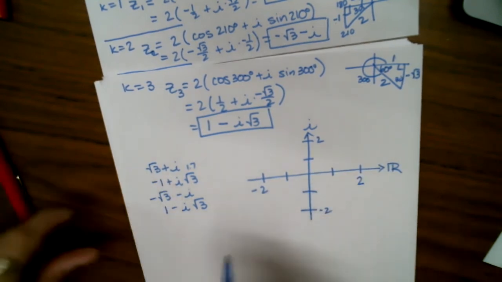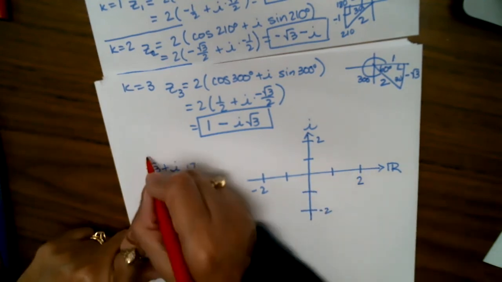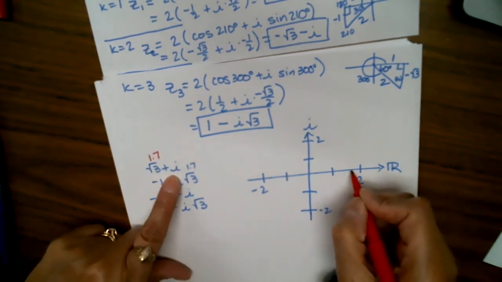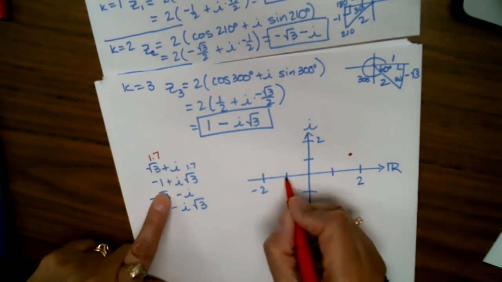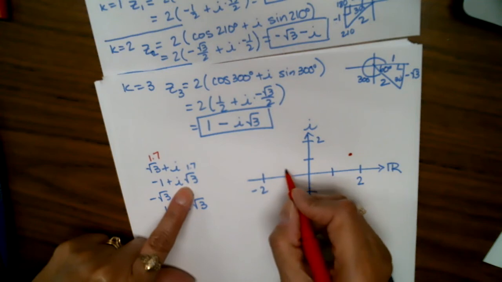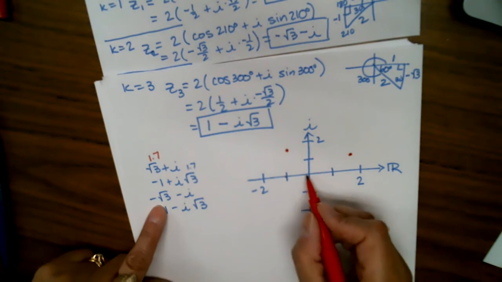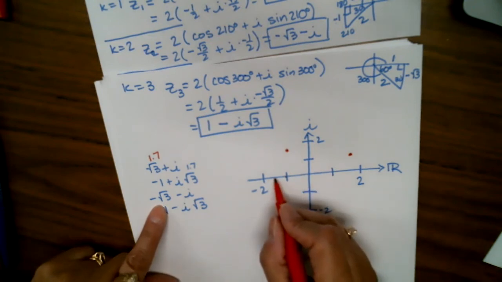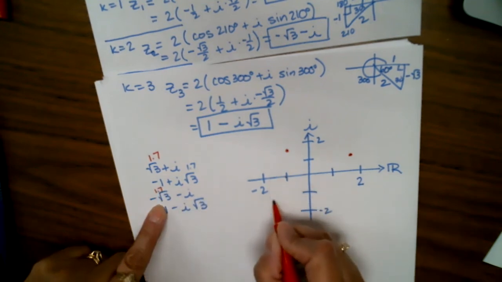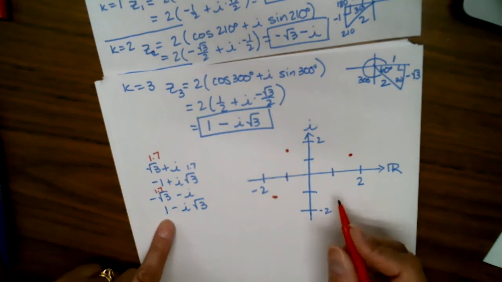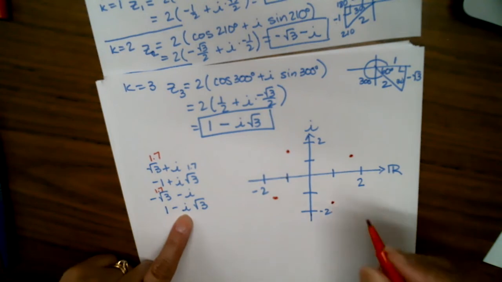Okay, so let's graph this first one. This first one is positive 1.7, approximately 1.7 plus 1i. It's right there. This one is -1, positive on the imaginary 1.7. This one is negative square root of 3, which is -1.7, down 1. And the last one is +1 and down 1.7 on the imaginary axis.